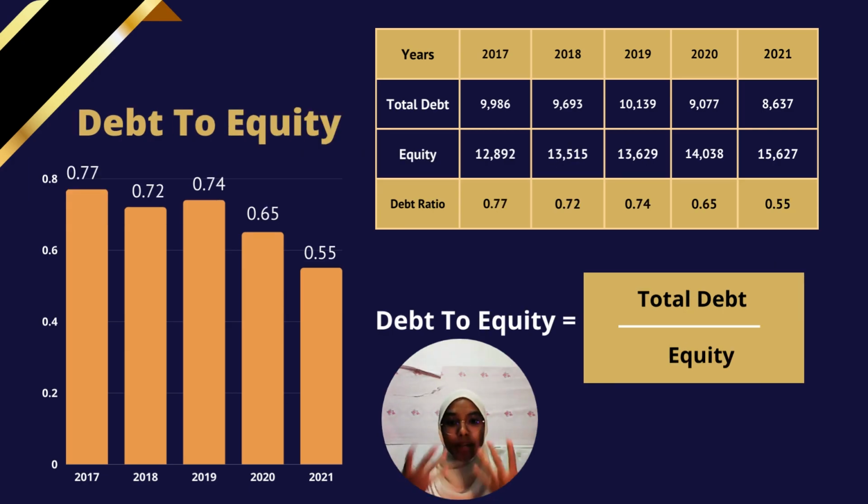Okay, next we are moving to the debt to equity. The debt to equity ratio, or D/E ratio, is computed by dividing a company's total liabilities by its shareholder equity to determine its financial leverage. The debt to equity ratio is a key measure that shows how much a firm relies on debt to support its operations rather than wholly owned capital.